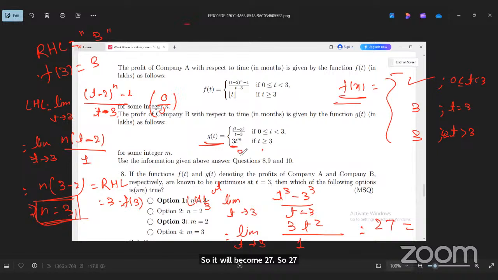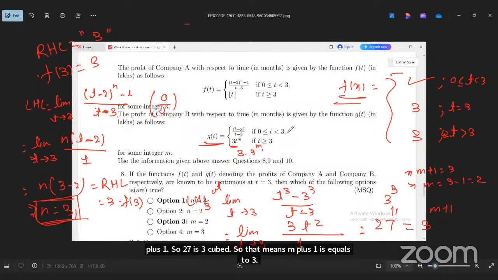So the value of the function is 3 into 3 to the power m. So that means 27 is equal to 3 to the power m plus 1. So 27 is 3 cube. So that means m plus 1 is equal to 3. So that means m is equal to 3 minus 1, which is equal to 2. So that's how we get.